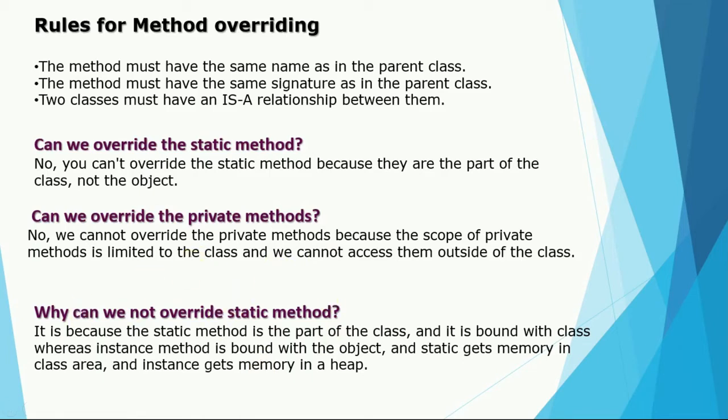So it is because the static method is a part of a class, as we already discussed, and it is bound within the class, whereas the instance method is bound within the object. Static gets memory in the class area, and instance gets memory in the heap. That's why we can't override a static method.